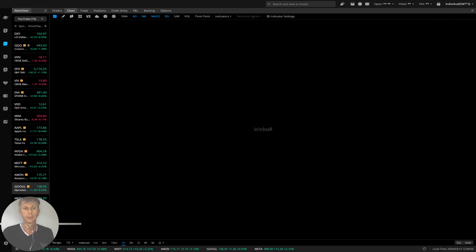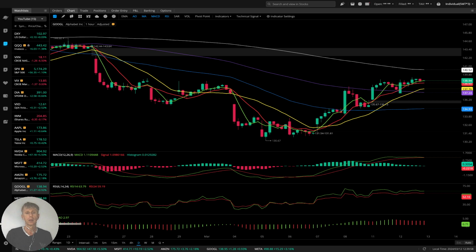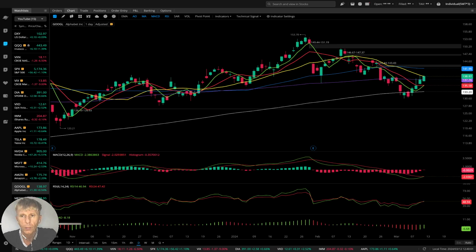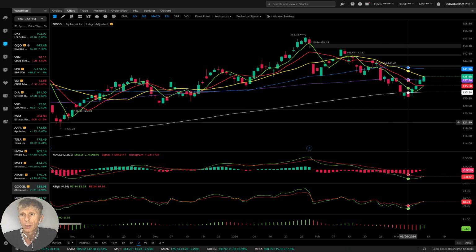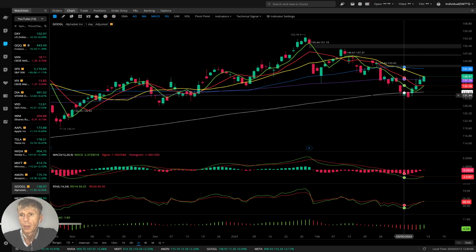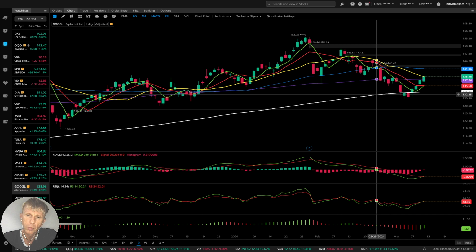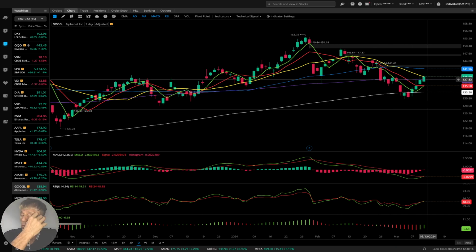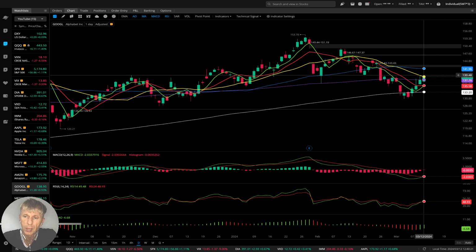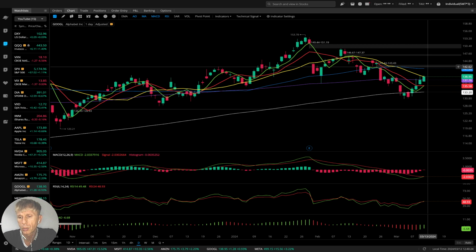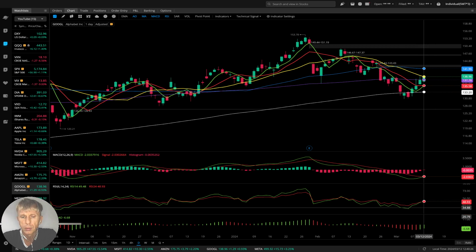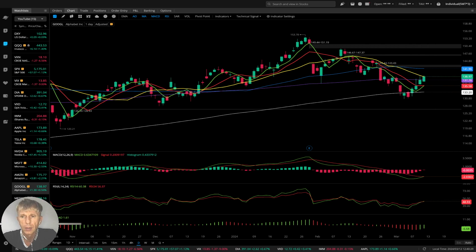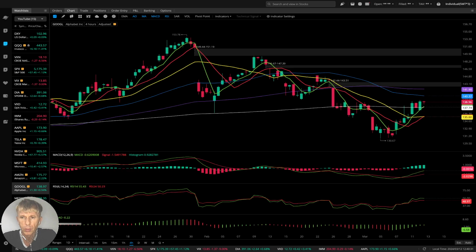And Google. Google daily. It did bounce from MA 200. It did touch 200, and MA 5 did a bullish crossover over 10, and last bar touched MA 20. Bullish crossover, bullish trend on all indicators. Daily, it can be rejection from SMA 20.